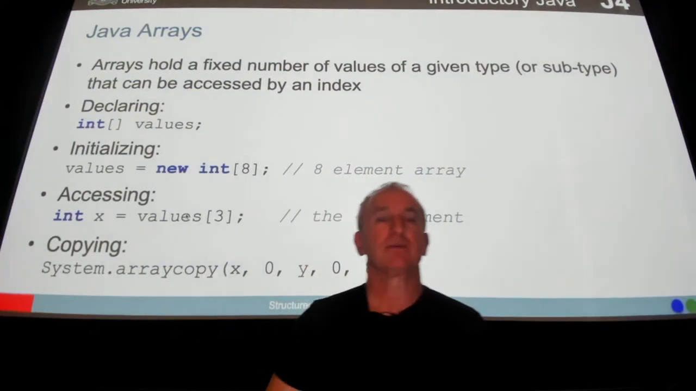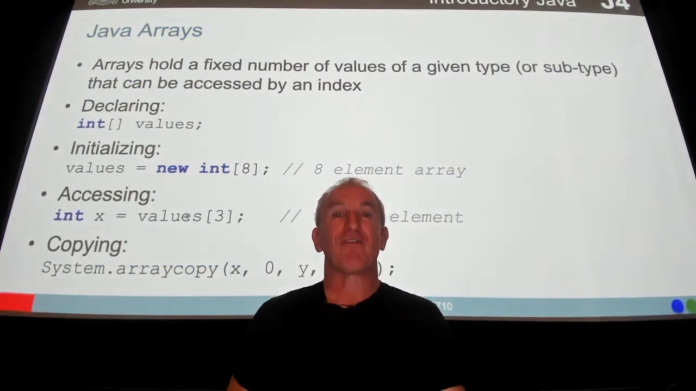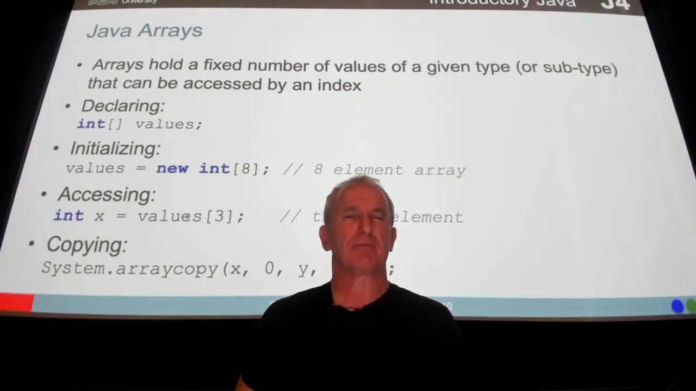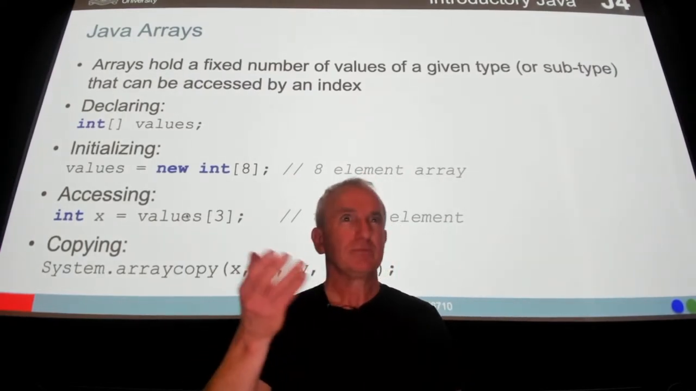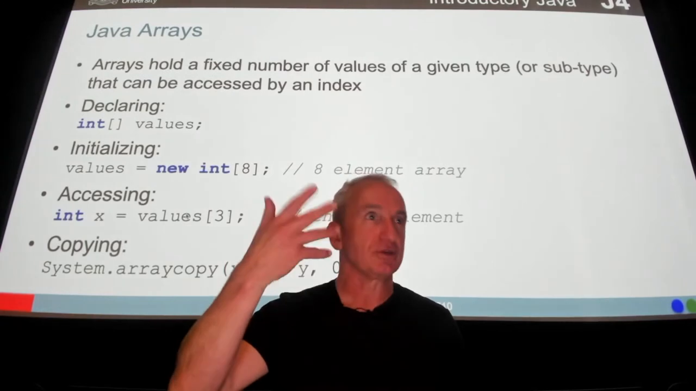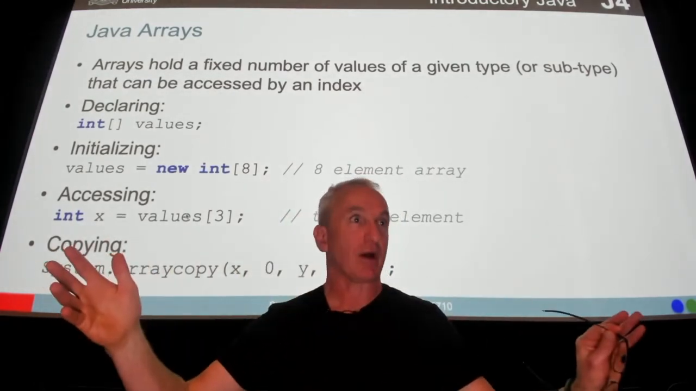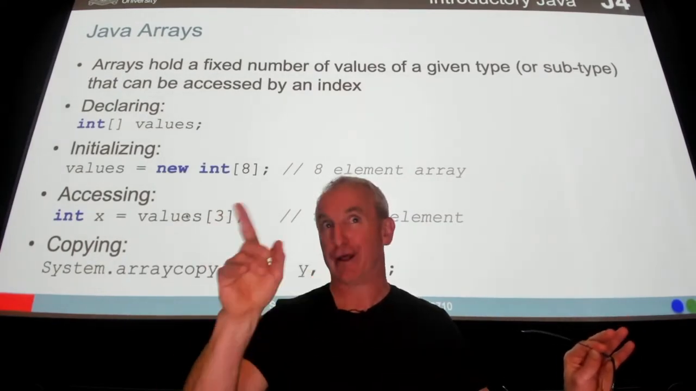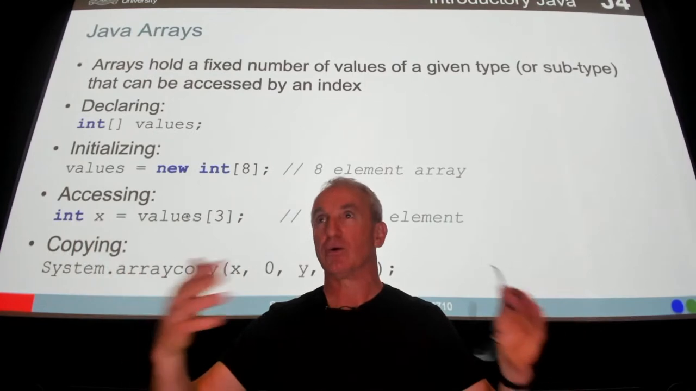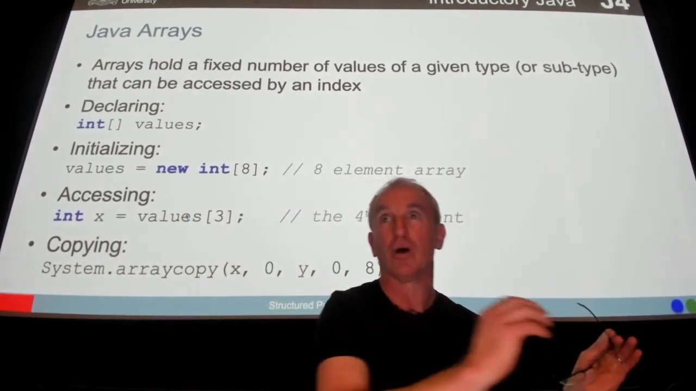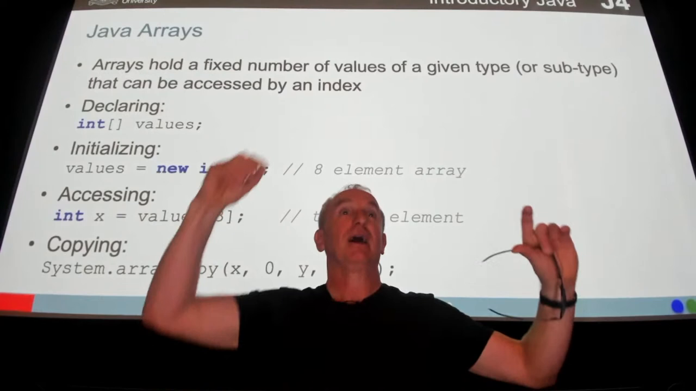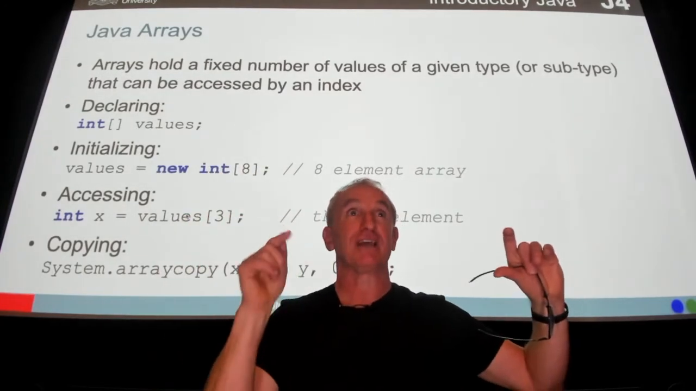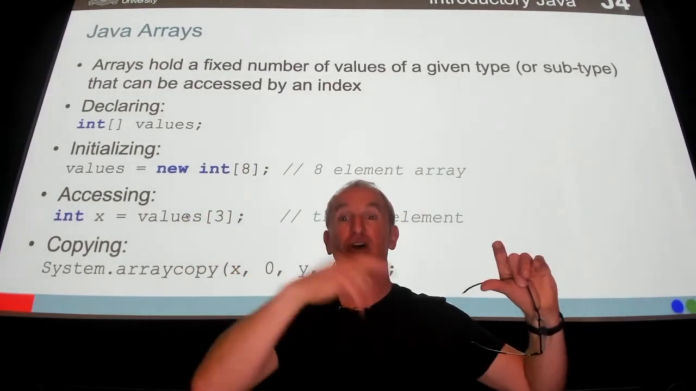Okay, Java arrays. An array in Java holds a fixed number of values of a given type or its subtype that can be accessed with an index. In loose English terms, it's a bit like a list if you want to think of it that way. It's not the same thing as a list. List actually has a technical meaning in Java, and an array is not a list. But roughly speaking, it's a whole bunch of things in a row, which we call an array. The important thing is everything in the array has to be the same type or a subtype of that.